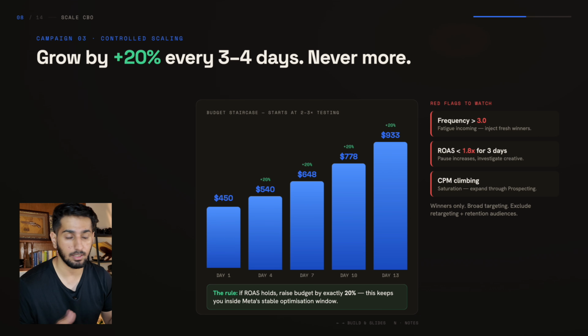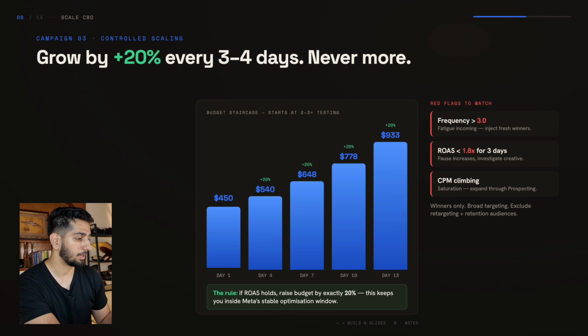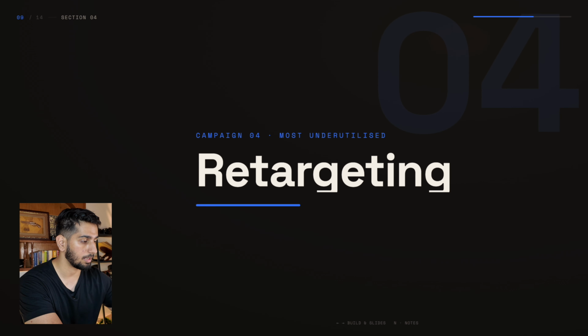Again, I hope you guys are taking notes because this is information that's going to make you a lot of money. And this is stuff that we have learned after spending tens of thousands of dollars every single day on ads across multiple ad accounts. So take this and implement this into your ad account. Number 4, the fourth campaign is going to be our retargeting campaign.